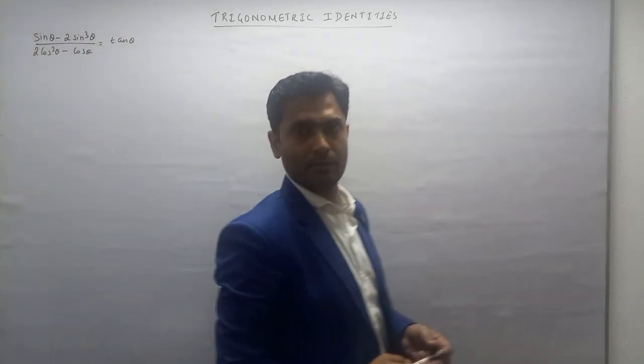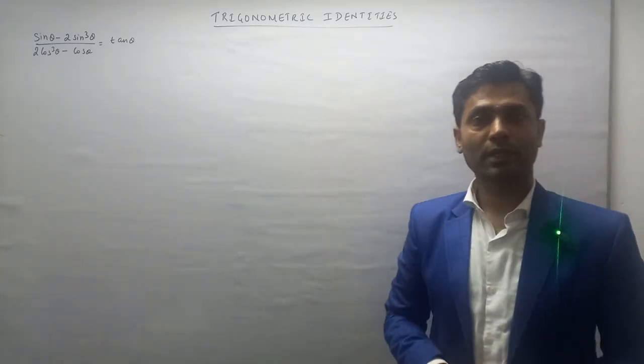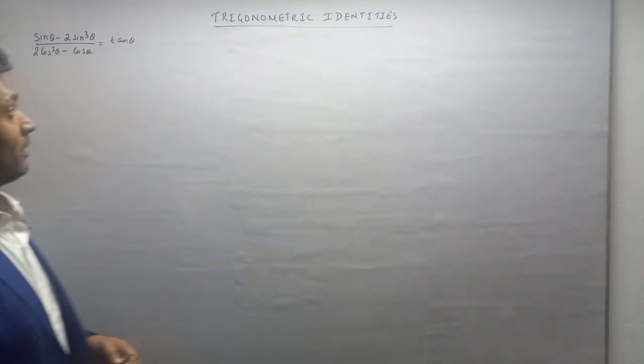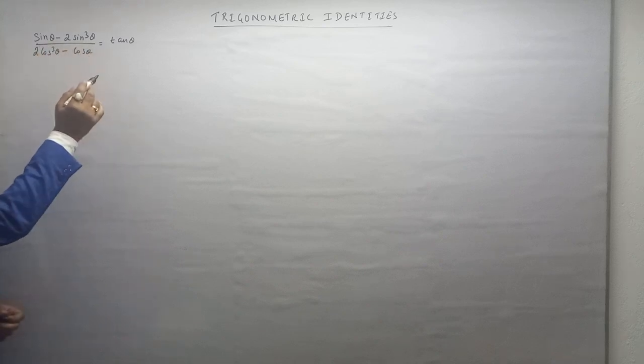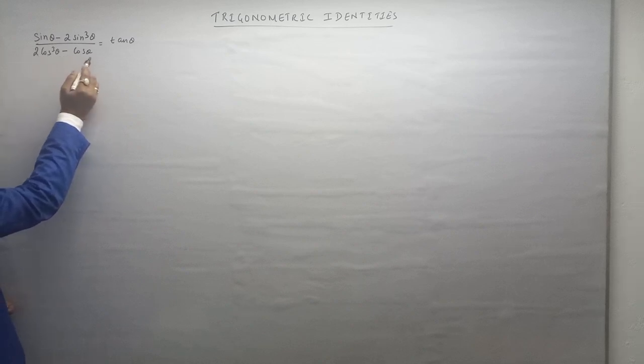Hello students. Today we'll continue with the trigonometric identities. I have taken up an identity: (sine theta minus 2 sine cube theta) divided by (2 cos cube theta minus cos theta) is equal to tan theta.